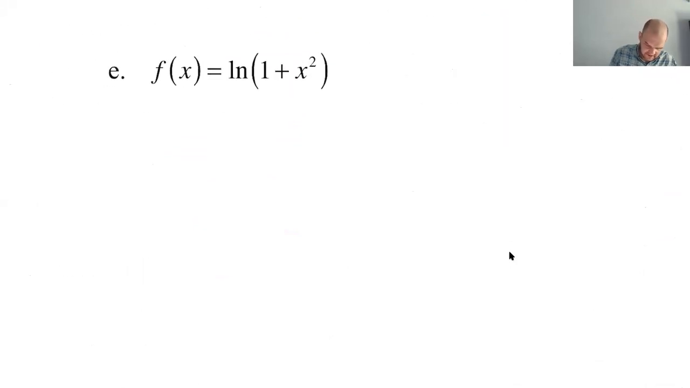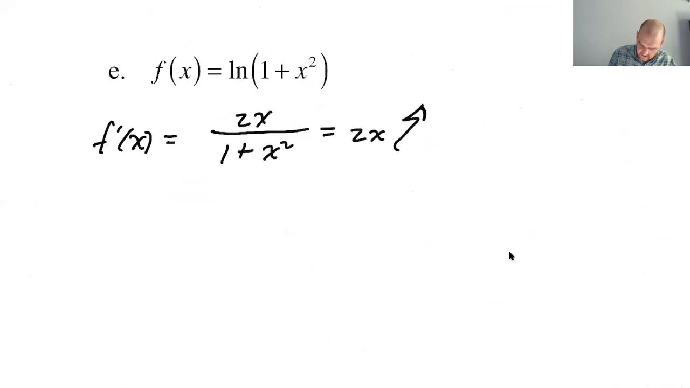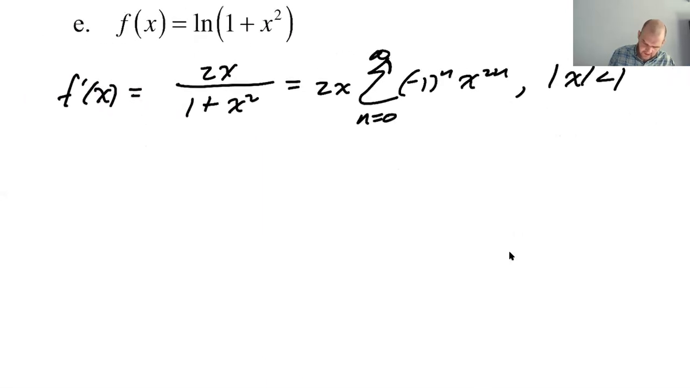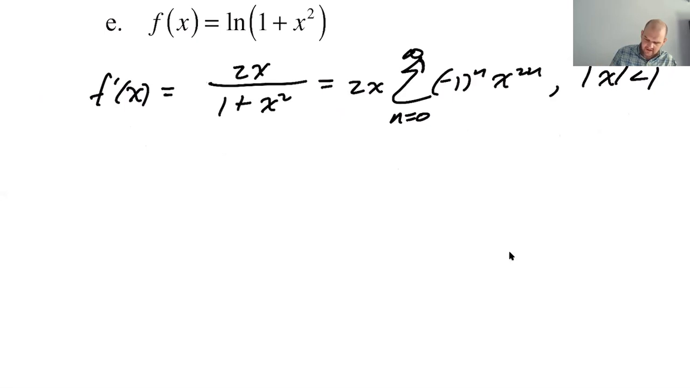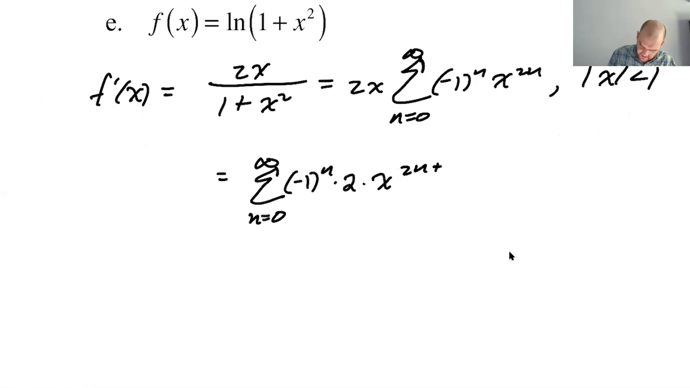So I'm going to say that f prime of x, so we're going fast, 1 plus x squared, which means I'm probably going to make mistakes, right? 2x, negative 1 to the n, x to the 2n, n from 0 to infinity, absolute value of x less than 1. Okay, so that's the derivative. And then I'm going to rewrite that because I need to integrate, and what in the world is happening if we don't distribute? So this is times 2 times x to the 2n plus 1.